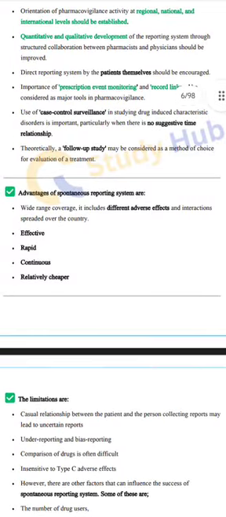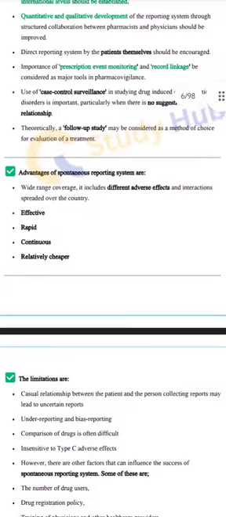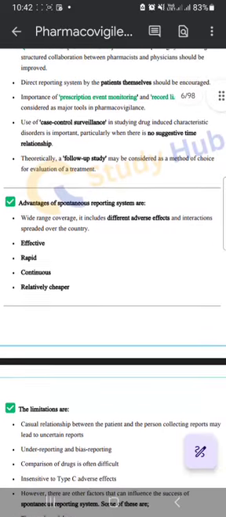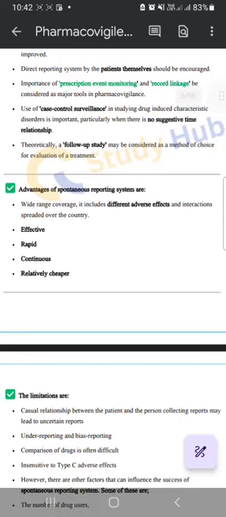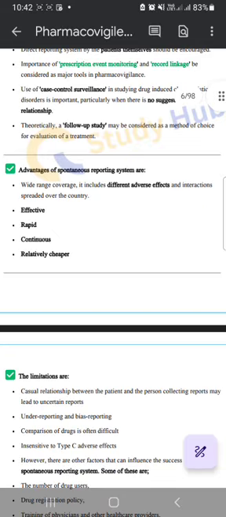Then, the advantages of the spontaneous reporting system are wide range coverage. It includes different adverse effects and interactions spread over the economy. It is effective, rapid, continuous, and relatively cheaper.